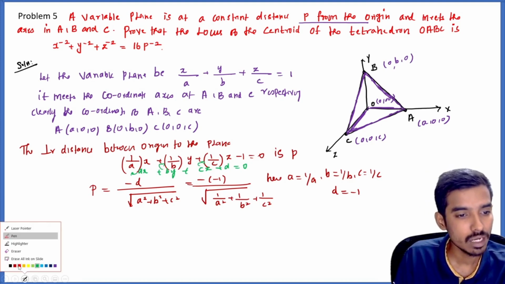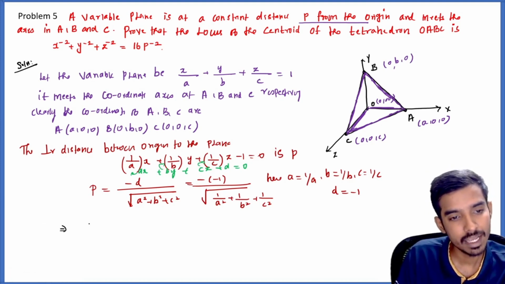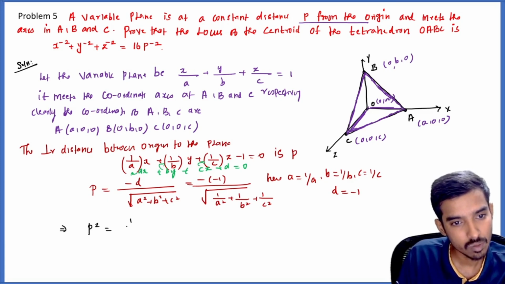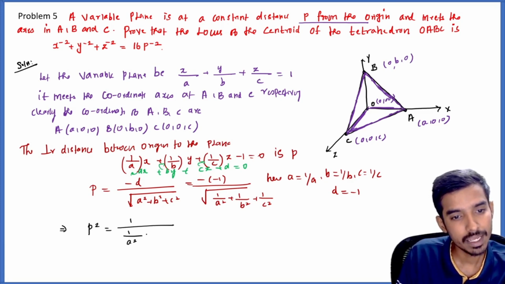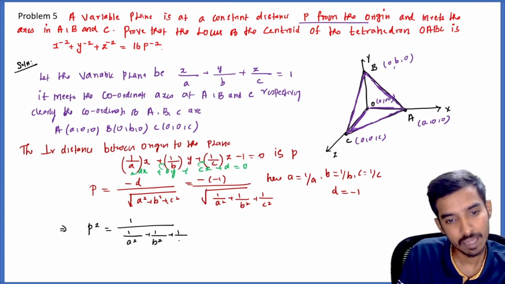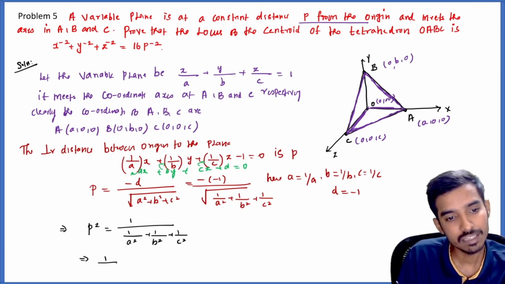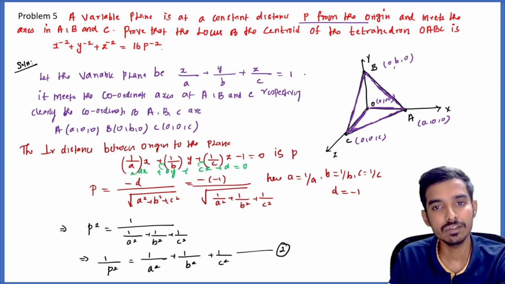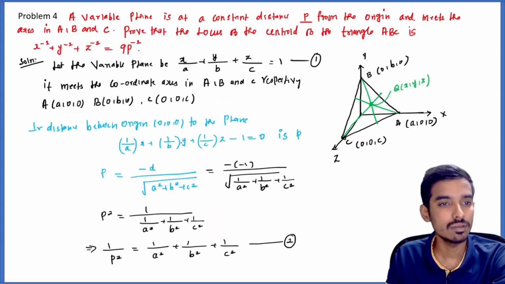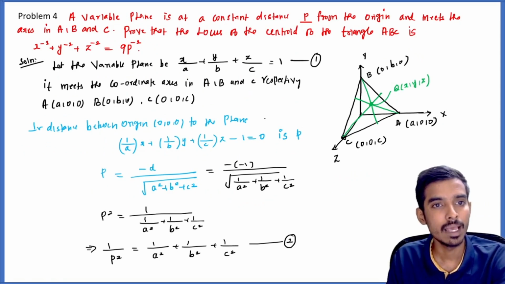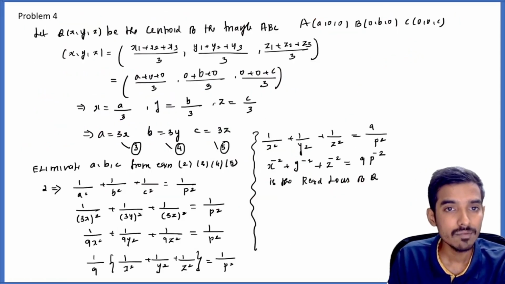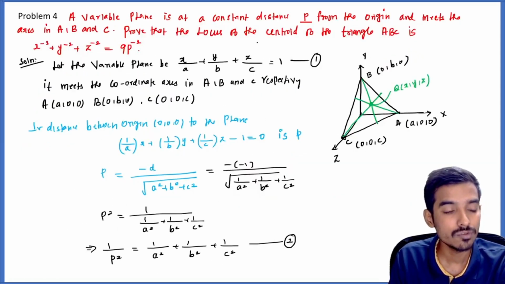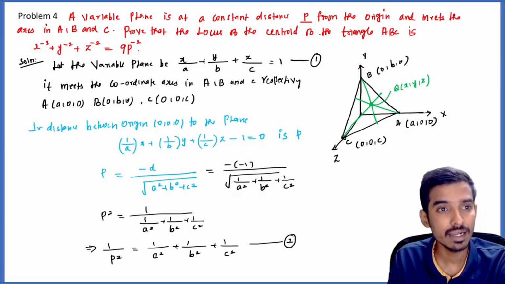So this implies the value of p squared is 1 divided by (1/a^2 + 1/b^2 + 1/c^2). This implies 1/p^2 is 1/a^2 + 1/b^2 + 1/c^2. Call this equation number 2. This is equation number 1. Up to this point it is the same as the previous problems, right? Now, in the previous problem we needed to show the locus of the centroid of the triangle is this.